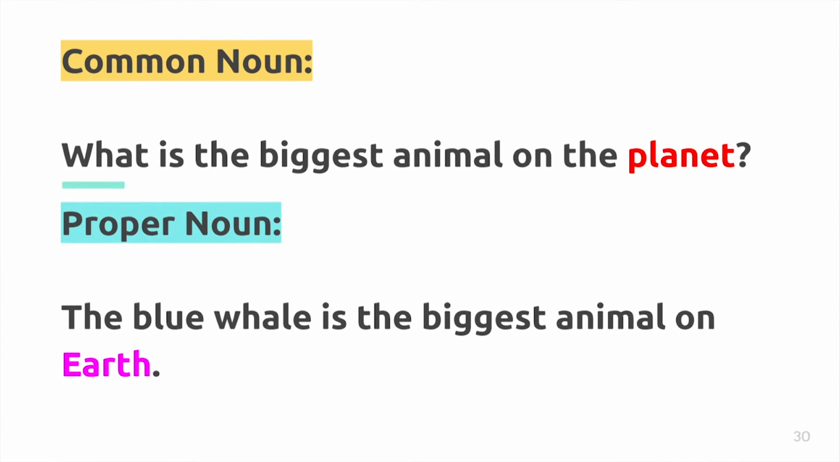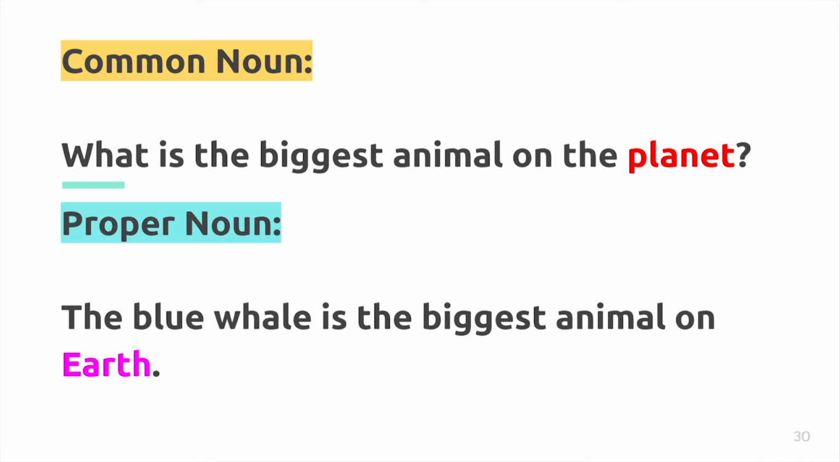So planet is a general term. However, because we're talking about life on a planet, we know that we're talking about Earth. I know, it's a little bit confusing, but depending on how we're using that common noun, sometimes we can guess the specific thing that we're referring to. In this case, the planet that we're talking about is Earth.